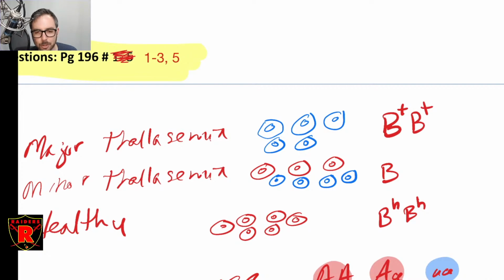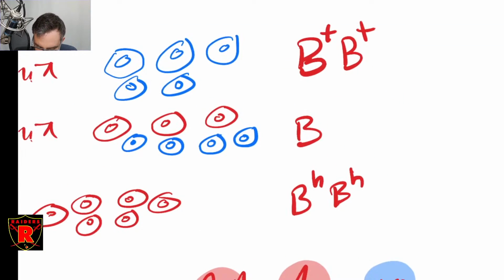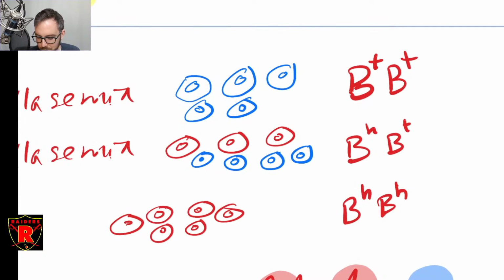Thalassaemic is when you're not producing the appropriate hemoglobin. And then the middle ground here is where some are producing healthy and some are producing thalassemic. And that's codominance because some cells are doing one and some cells are doing the other.